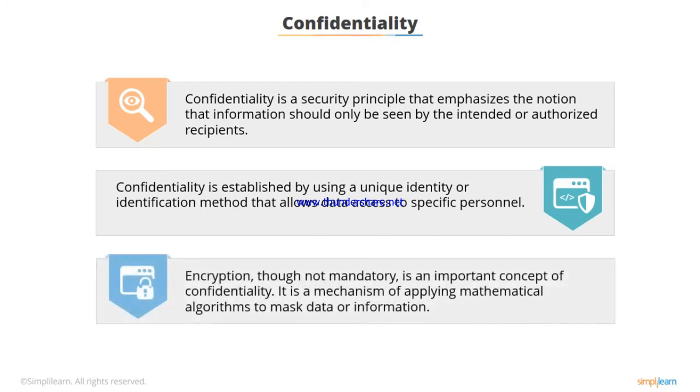Encryption, though not mandatory, is an important concept of confidentiality. It is a mechanism of applying mathematical algorithms to mask data or information. This ensures data safety even if it lands in the wrong hands. Encryption is a process of locking data in a format that can be read only if unlocked with the correct key. Encryption ensures data safety and keeps its confidentiality intact.